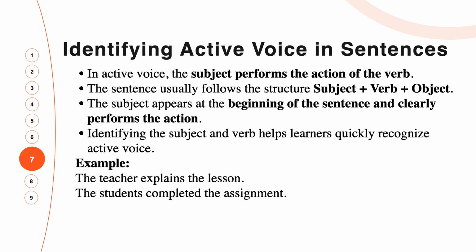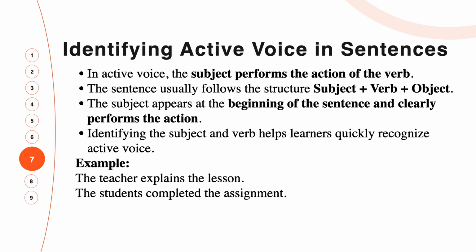Identifying active voice in sentences. In active voice, the subject performs the action of the verb. The sentence usually follows the structure subject plus verb plus object. The subject appears at the beginning of the sentence and clearly performs the action. Identifying the subject and verb helps learners quickly recognize active voice. Example, the teacher explains the lesson. The student completed the assignment.